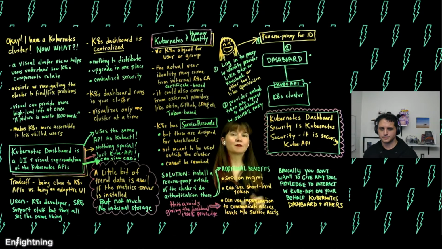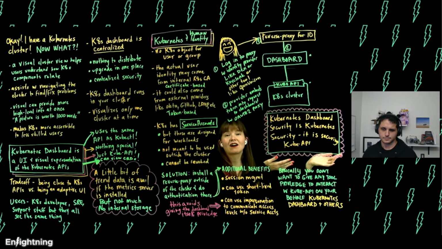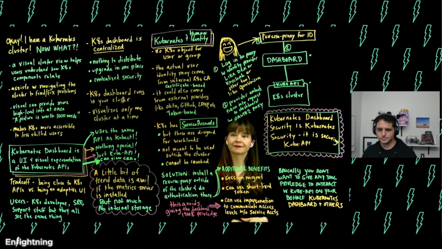That's important. Basically, with dashboard or any tool, you don't want to give any tool privilege to interact with the Kube API itself on your behalf. That's just an unsafe practice. And so this is a way to avoid it with dashboard and with any tool, which leads me to the last statement. Kubernetes dashboard security is Kubernetes security. It's all about securing your Kube API. And I think it's a recap of our conversation. Is there anything I missed or didn't get right?